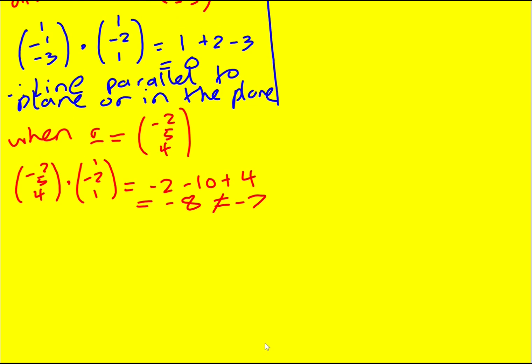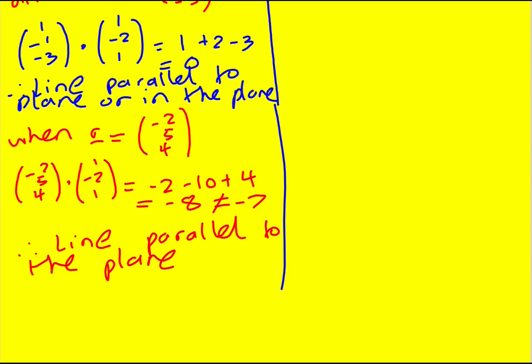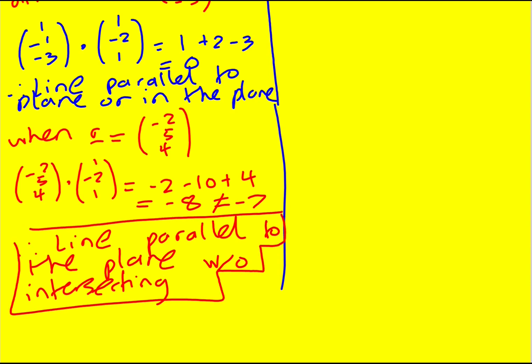I've shown, however, that it's not in the plane itself, and therefore the line is simply parallel to the plane. So what I meant originally was that it was parallel but away from the plane, or if it's in the plane, it's still kind of parallel to the plane, but it's within it, so it's slightly different. Okay, since it's parallel, there's no way it could ever intersect. So that's how I did it.